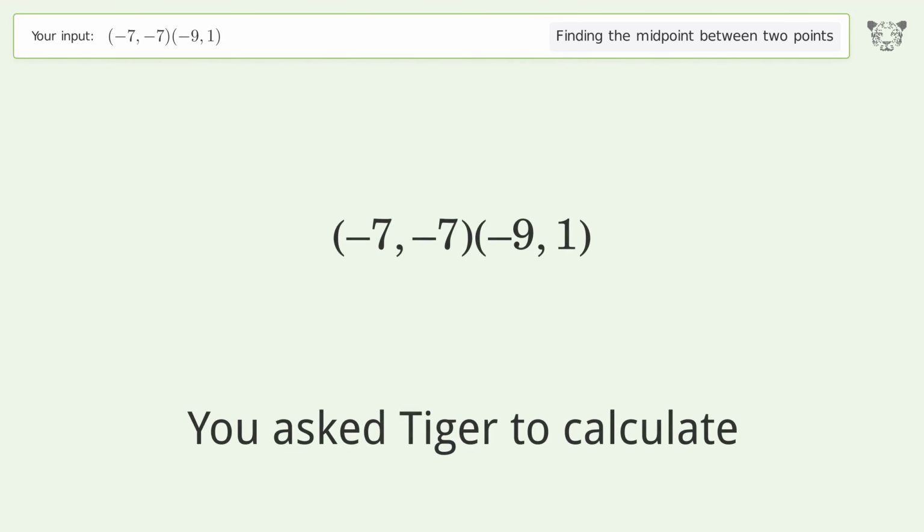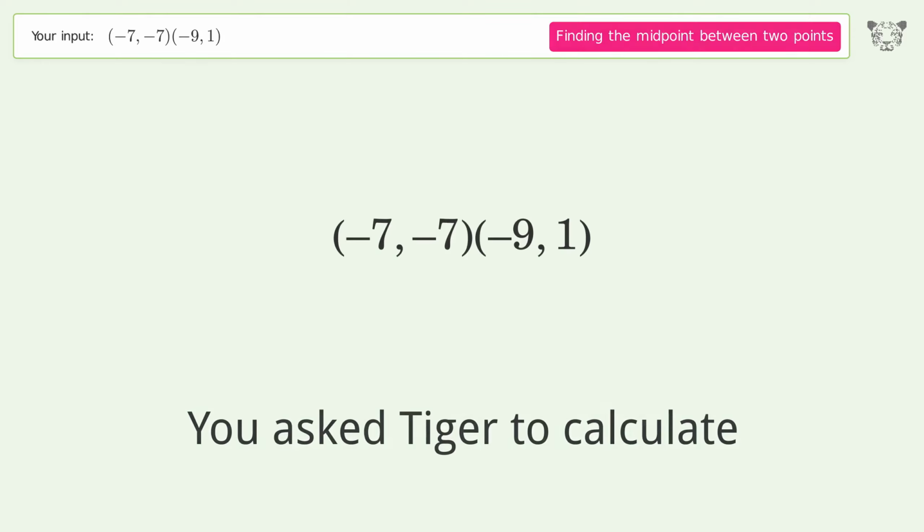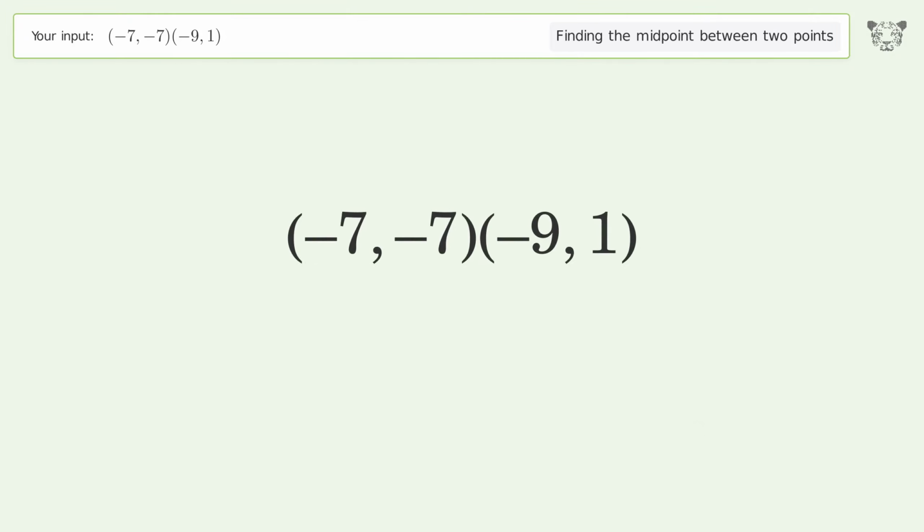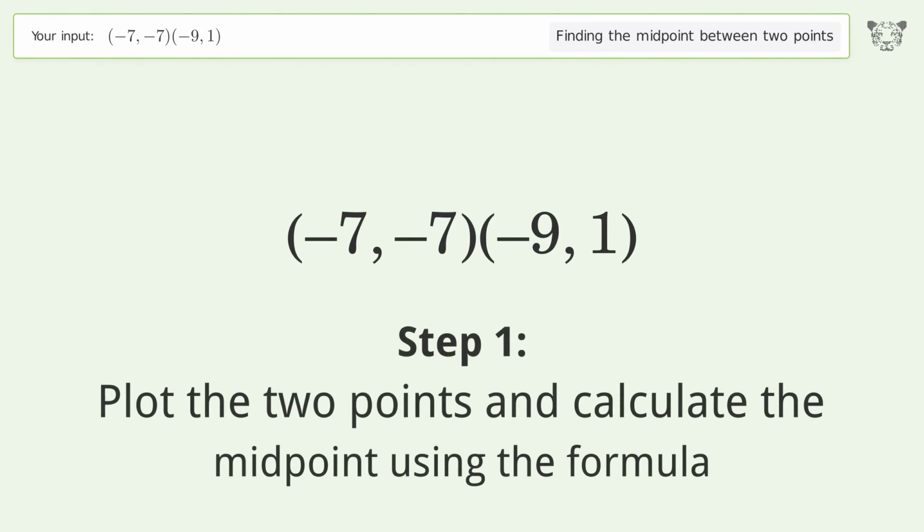You ask Tiger to calculate. This deals with finding the midpoint between 2 points. The midpoint between the 2 points is -8, -3. Let's solve it step by step. Plot the 2 points and calculate the midpoint using the formula.